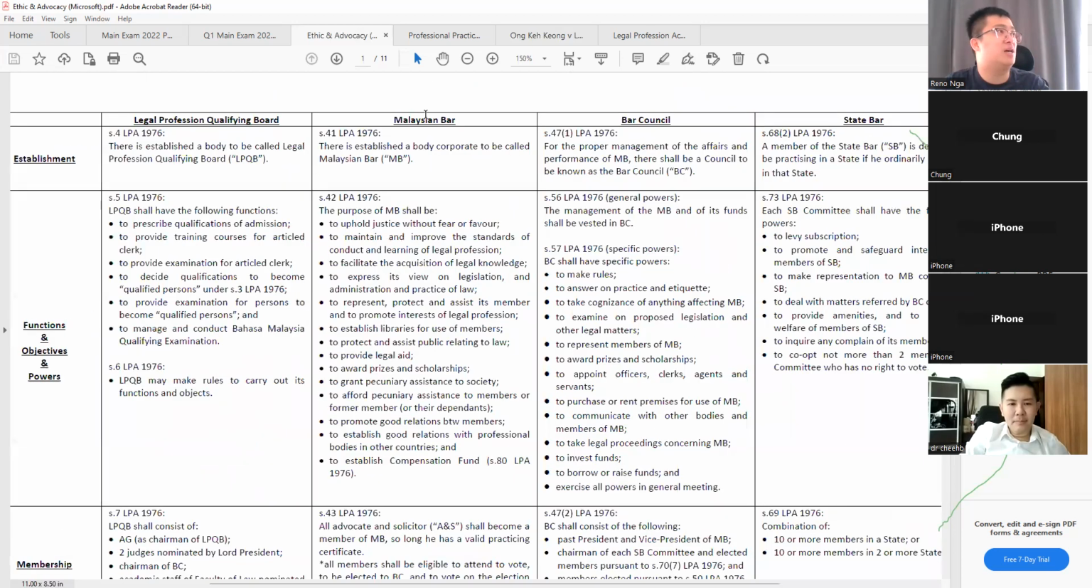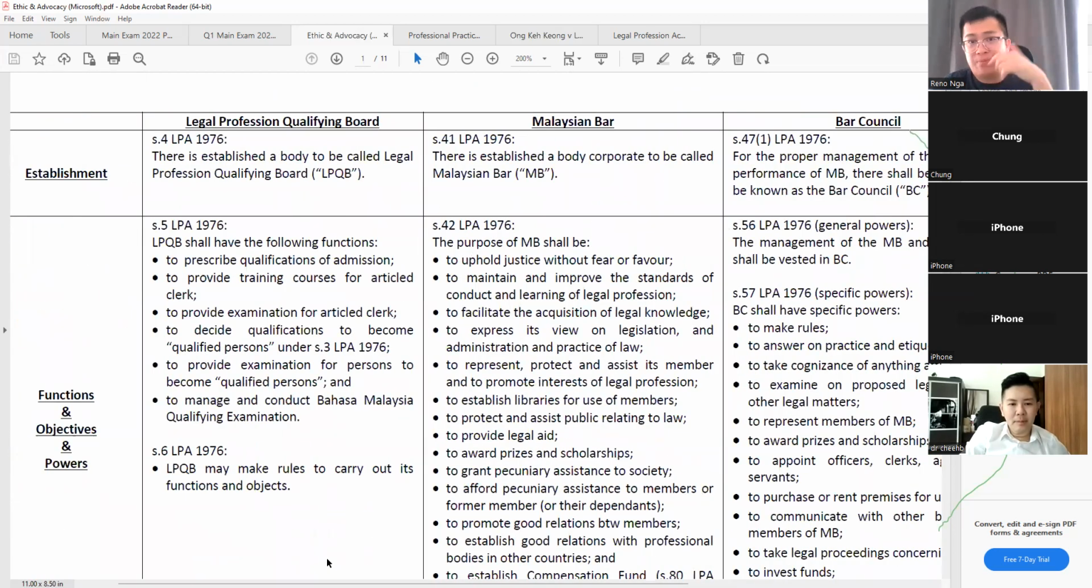Okay, so for the first chapter, basically, in your LPA, they do mention what LPQP is. LPQP is a statutory body established under the LPA. So the LPA says there's a body called LPQP which will conduct the exam for CLP students. So this is stated in the LPA.